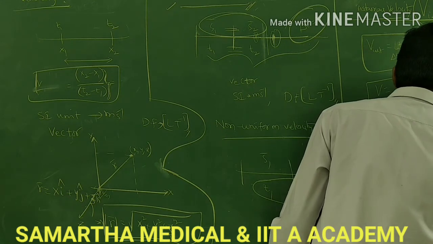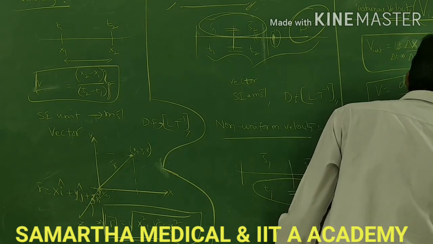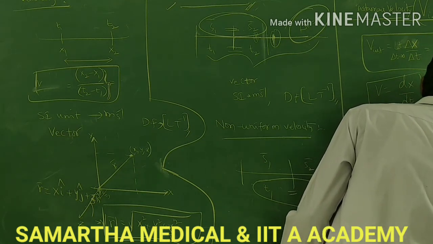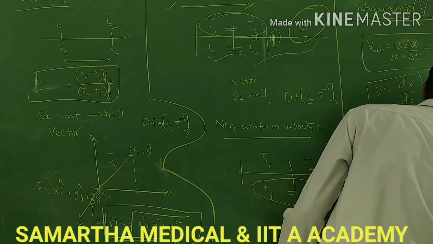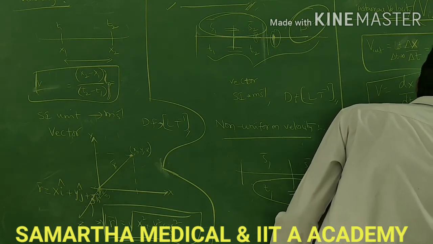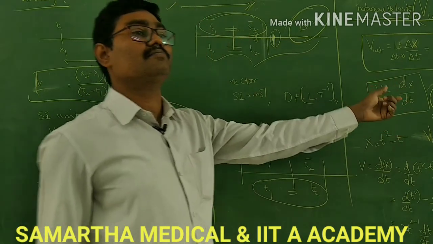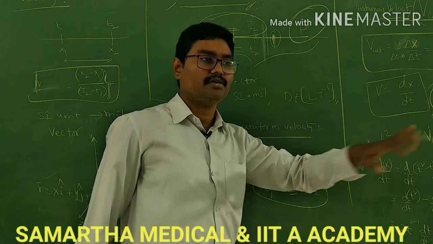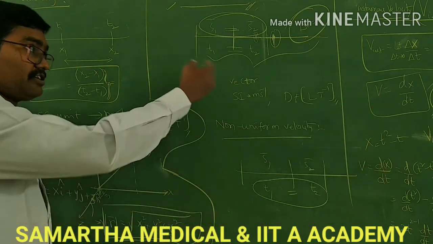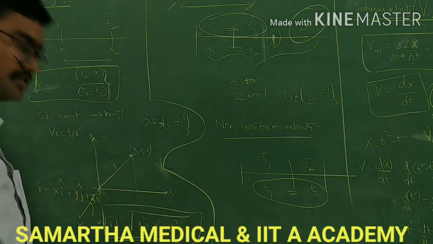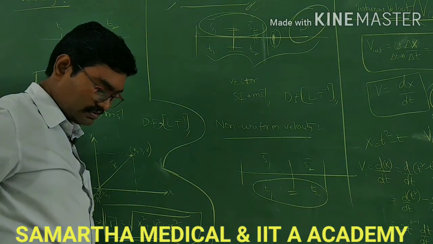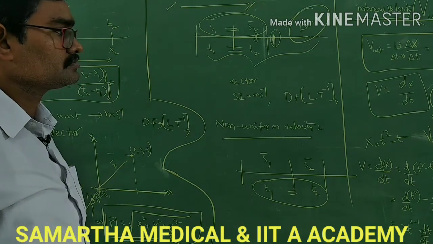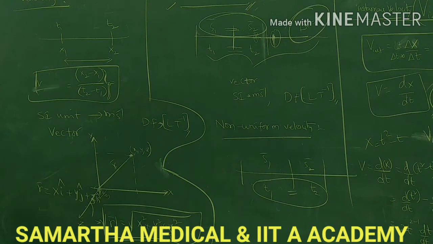At t is equal to 3 seconds, v at 3 seconds is equal to 2 into 3 minus 1, which is 5 meter per second. If x is given in terms of a time function, time dependent function, then you can use this formula. Later, after completing acceleration, you will find some different formulas. Is it clear?